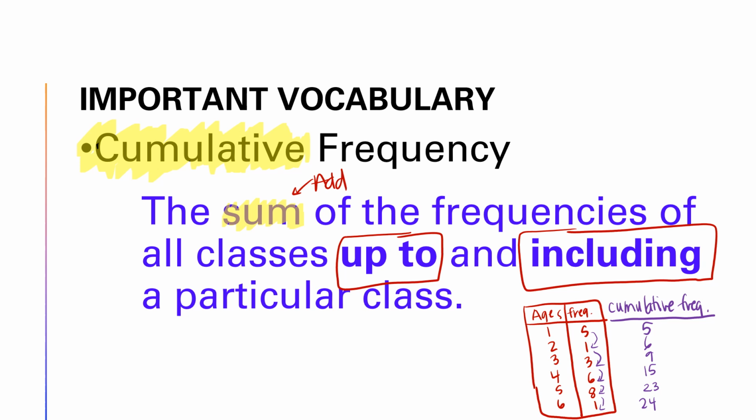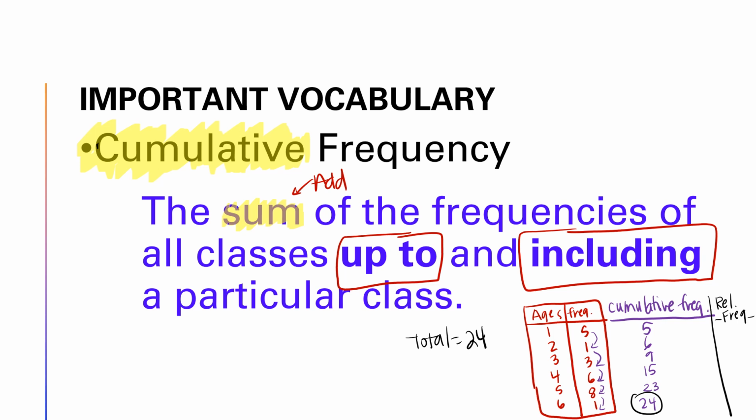Now, if you were asked to find the relative frequency, remember that's going to be the frequency over the total. We just found the total, whether we knew it or not, is 24. If you add up all these numbers, they add to 24. So our total was 24. That means we surveyed 24 children in this study.